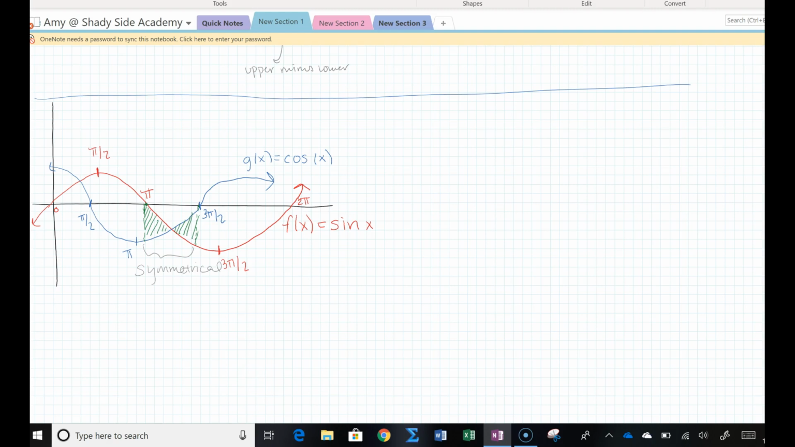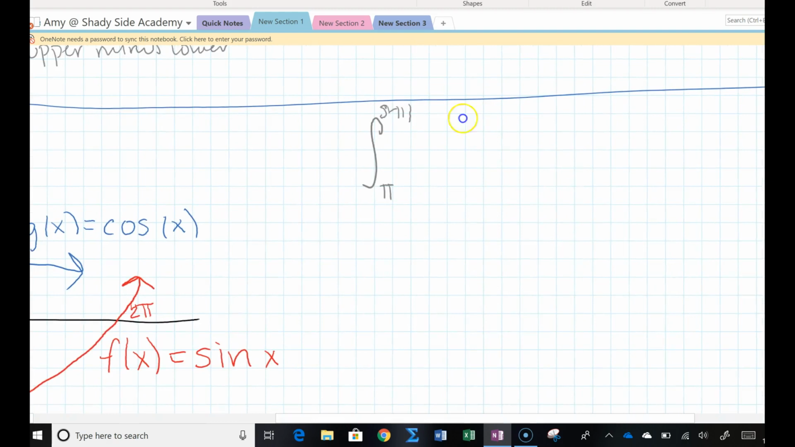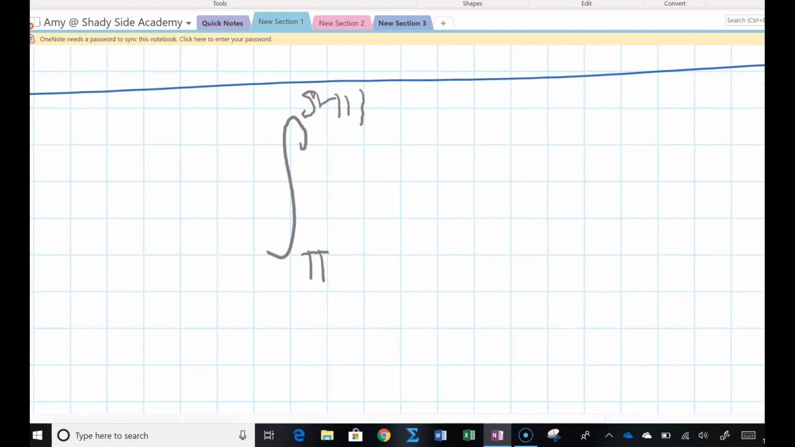It's the definite integral from pi to 5 pi over 4 of sine of x minus cosine of x, plus the definite integral from 5 pi over 4 to 3 pi over 2 of cosine of x minus sine of x. That's what I got. Nice.